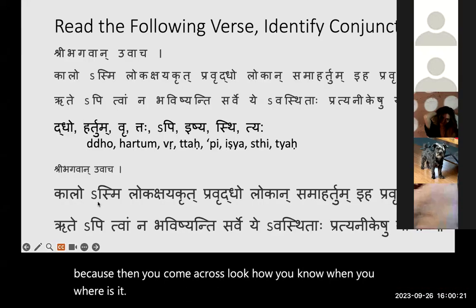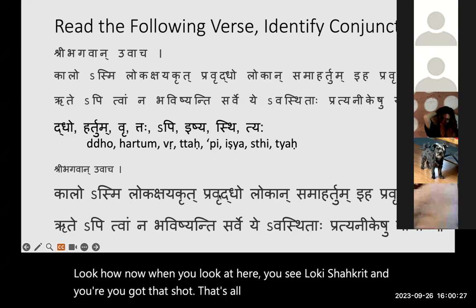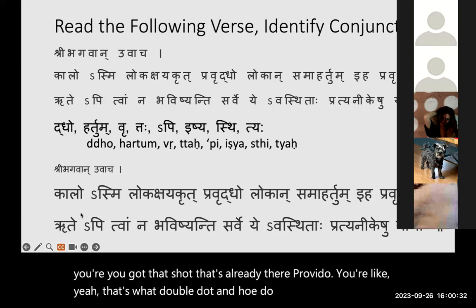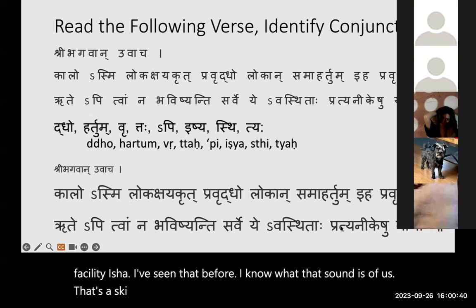Because then you come across, look how now when you look at here, you see loka kshaya krit, and you got that ksha that's already there. Pravrid ho, and you're like, oh yeah, that's what double da and ho do. Now you have some facility. Oh, Ishya, I've seen that before. I know what that sound is. Avastita, oh, that's a sti, okay. Pratya, oh, that's a ta and a ya, pratya.